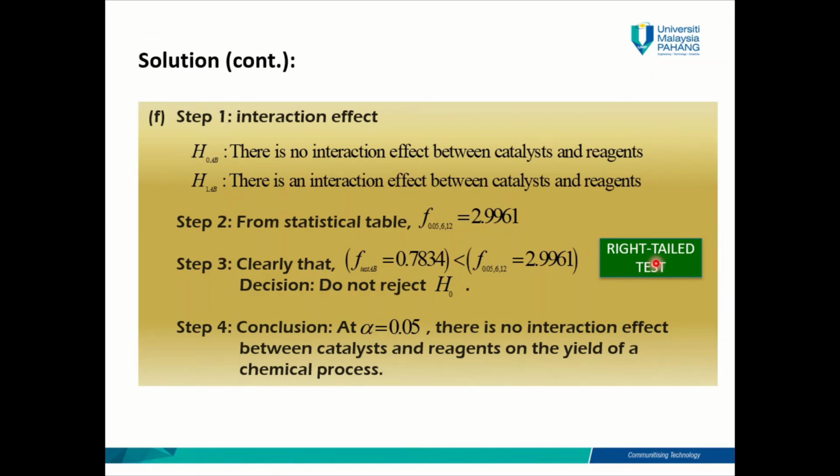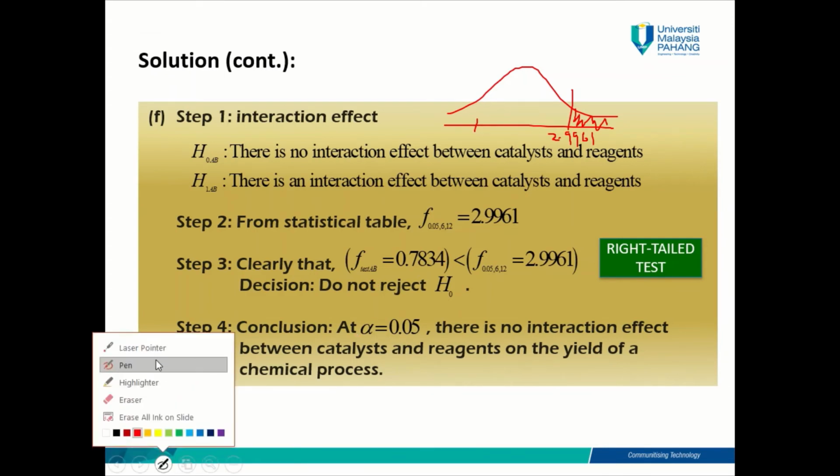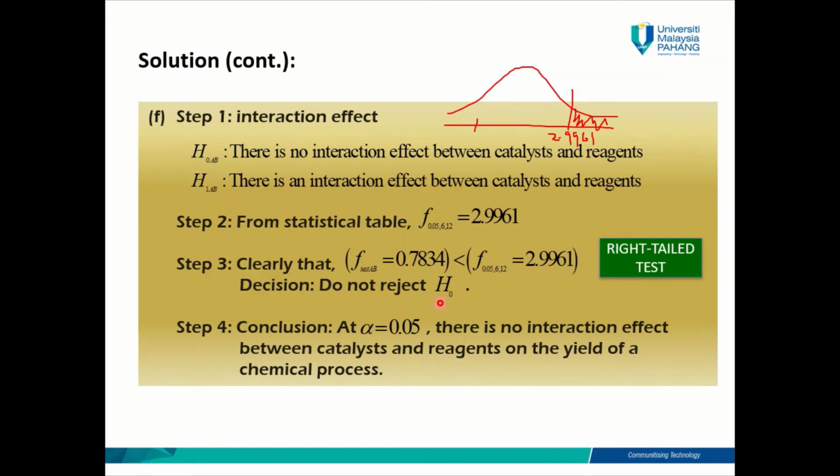So let's recall what a right tail test looks like. A right tail test means that you have the rejection region on the right hand side. Yes. So here is 2.9961. So where is your F test? 0.7. 0.7 is somewhere here. Since it falls in the acceptance region, that's why we don't reject H null. Okay? Don't reject H null.